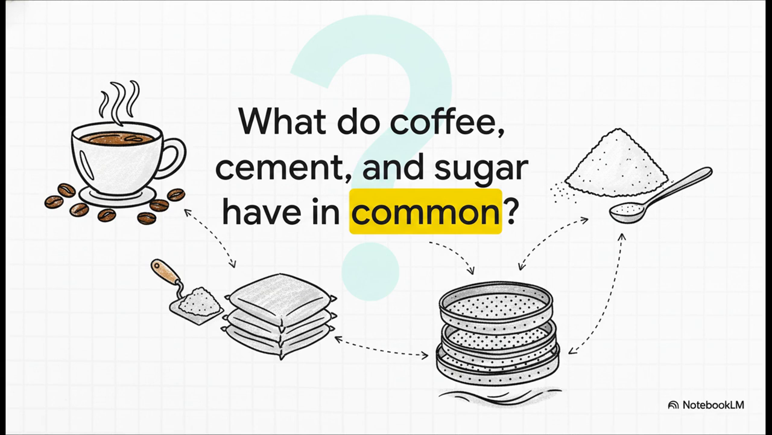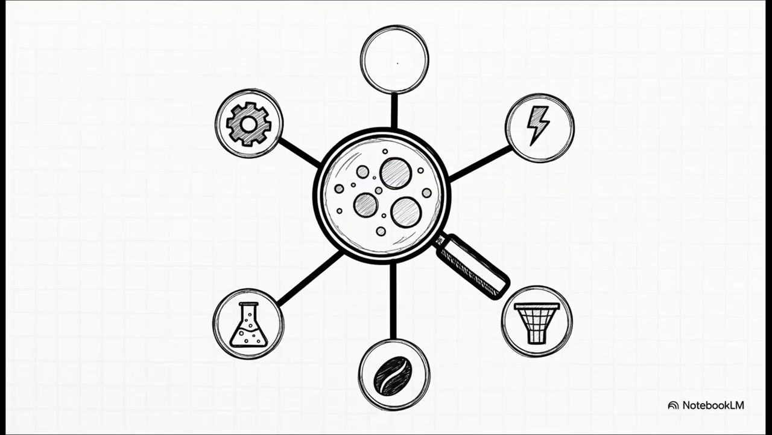All right, let's start with a bit of a riddle. What could your morning coffee, the cement in a skyscraper, and the powdered sugar on a donut possibly have in common? I mean, really think about it. The connection is something you can't even see, but it's absolutely critical for all of them. And the answer is particle size.